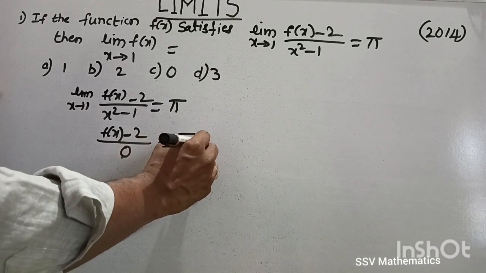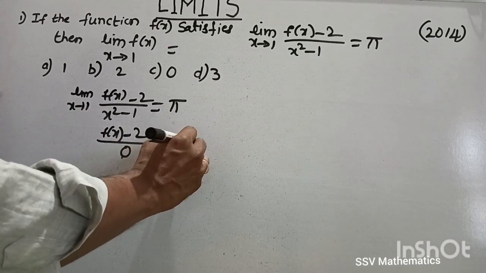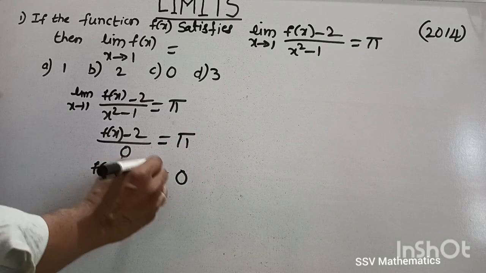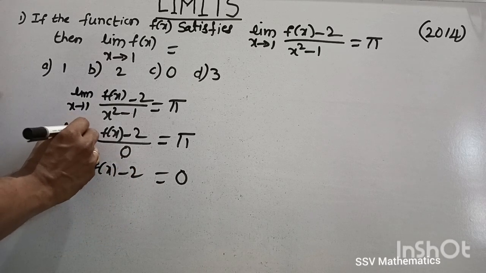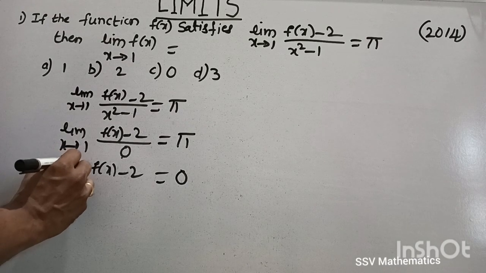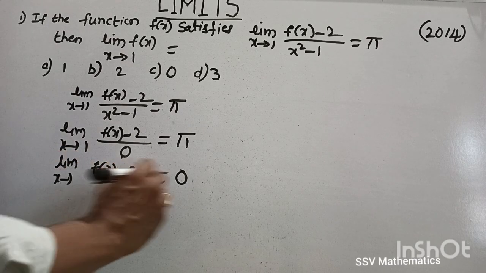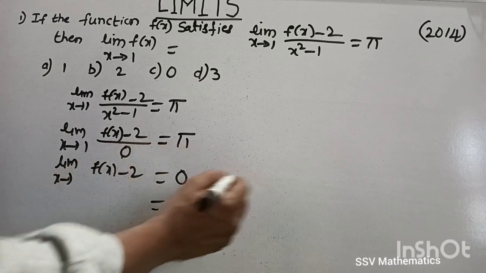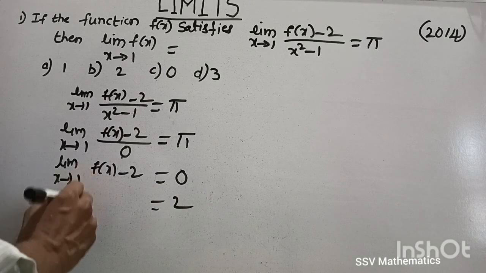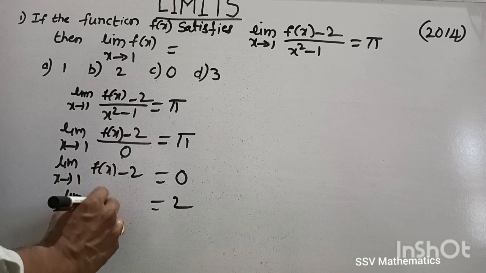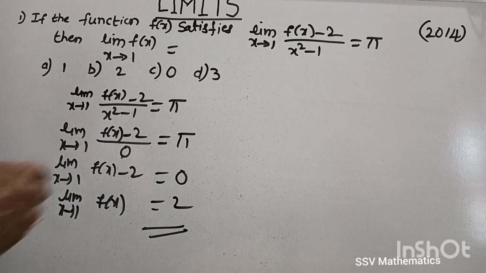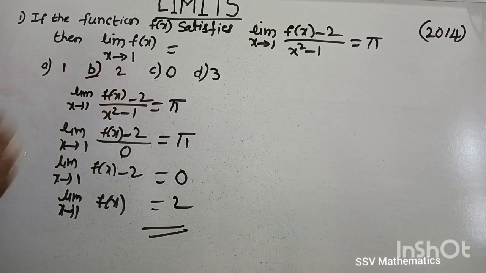So take 0 to the right side, cross multiply, pi into 0 is 0, the right side becomes 0. So limit x tends to 1, f(x) minus 2 is equal to 0. Take 2 to the right side, minus 2 becomes plus 2. So limit x tends to 1, f(x) is equal to 2. So option B is correct.